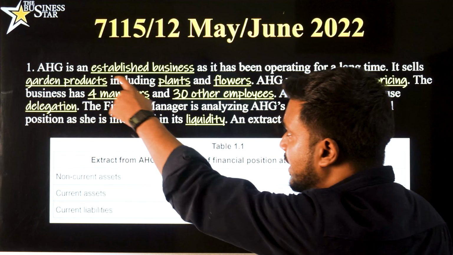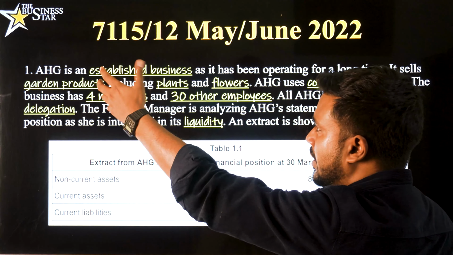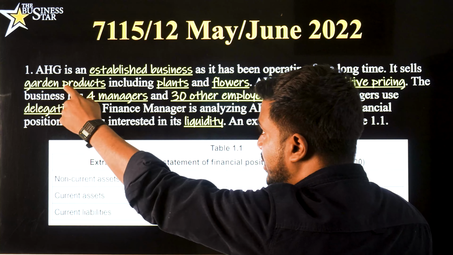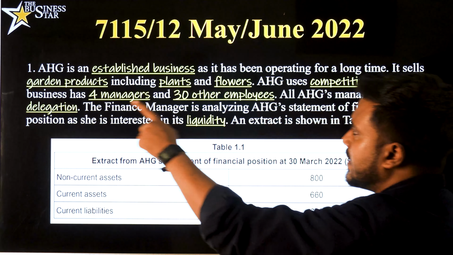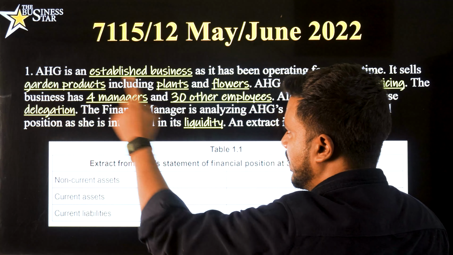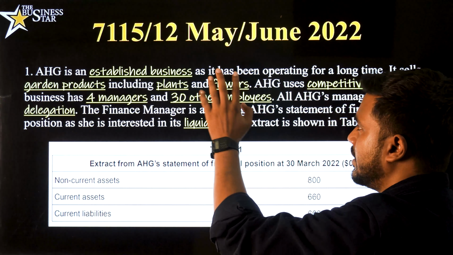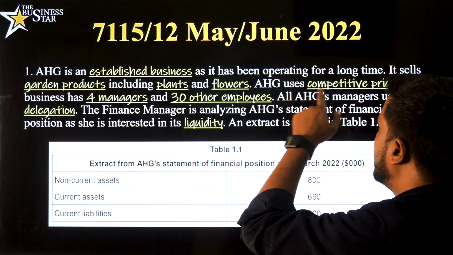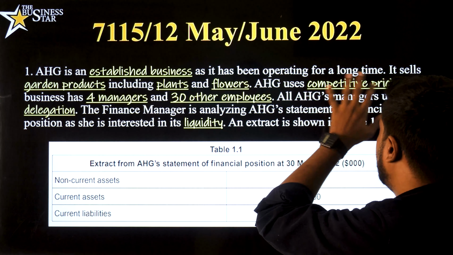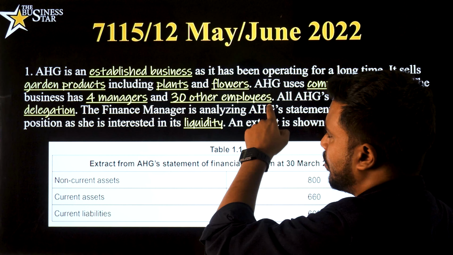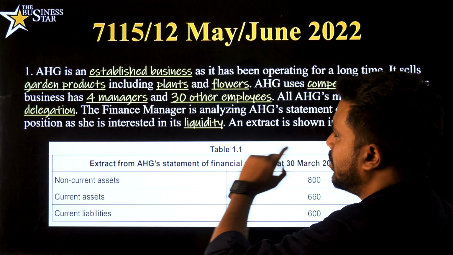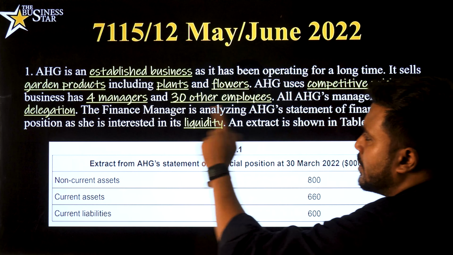I have underlined the applications and I have also changed the color and the font shape. So AHG is an established business. This is the first application. It sells garden products. This is the second application, including plants and flowers. This is the third application. AHG uses competitive pricing. This is the fourth application. The business has 4 managers and 30 employees. These are the applications. Also, AHG managers use delegation.